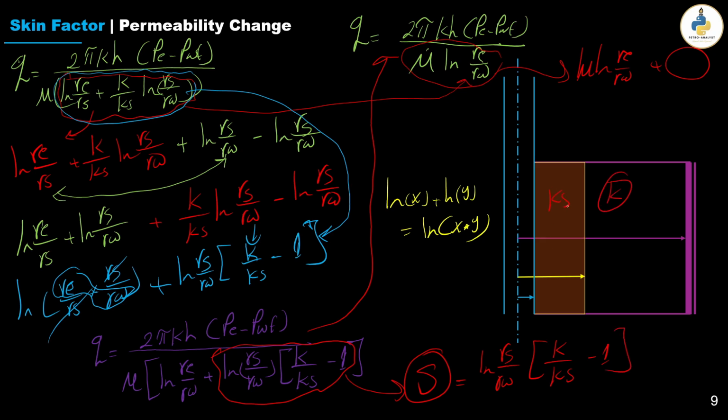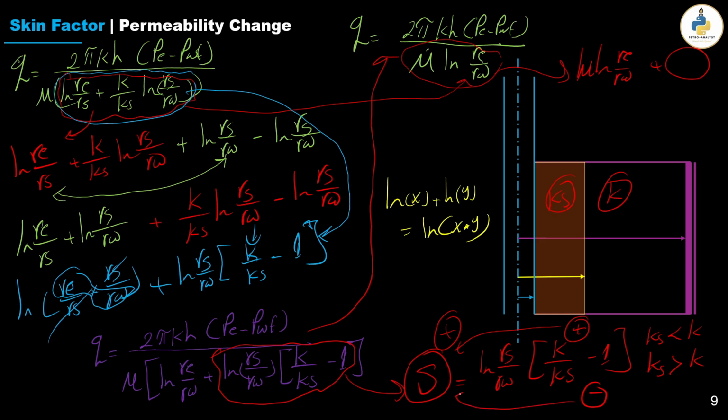And this is Ks and this is K. So if Ks is lower than K, we have damage. And this term will be positive, and so the skin factor will be positive. Positive means there is damage because Ks, which is the permeability of the altered zone, is lower than the actual reservoir permeability. And if Ks is larger than K, this term will be negative.